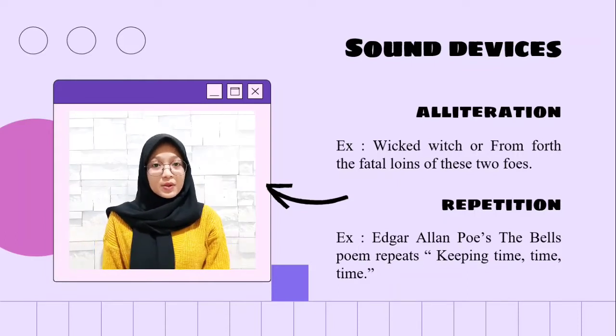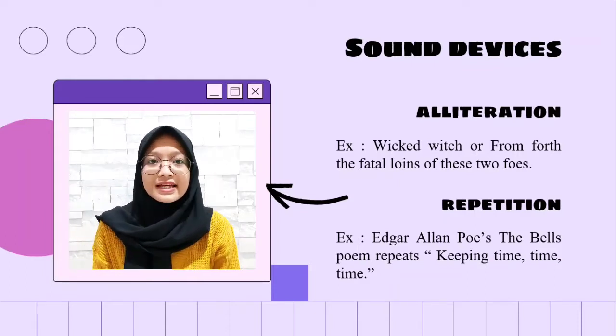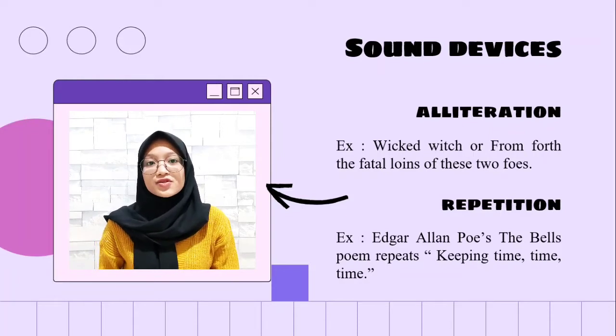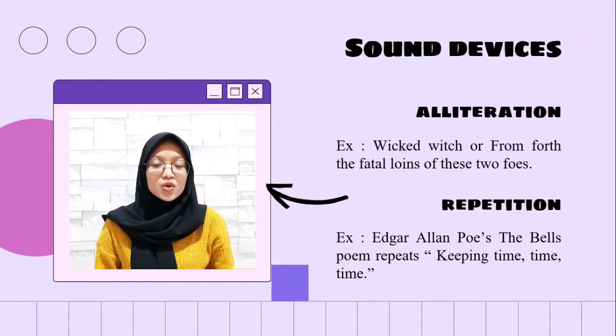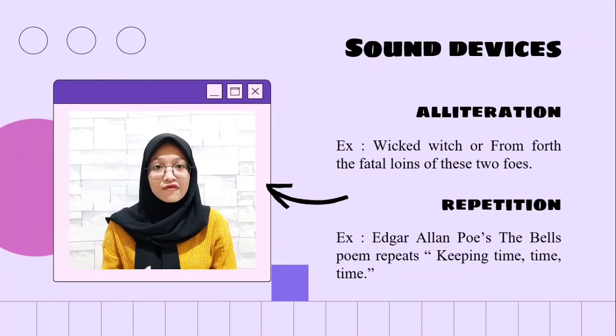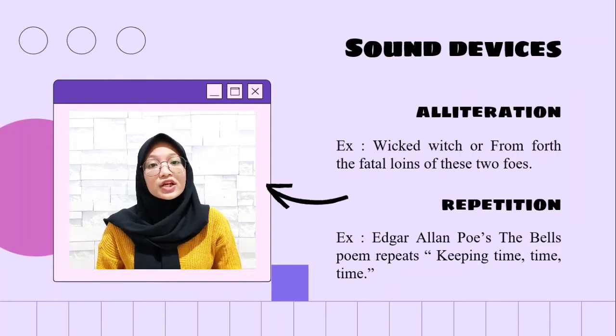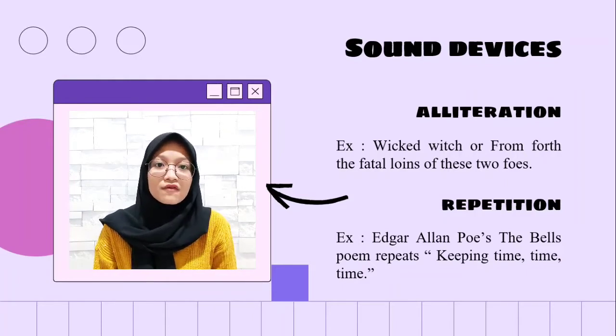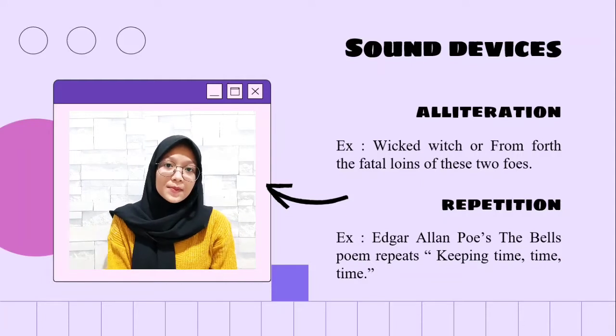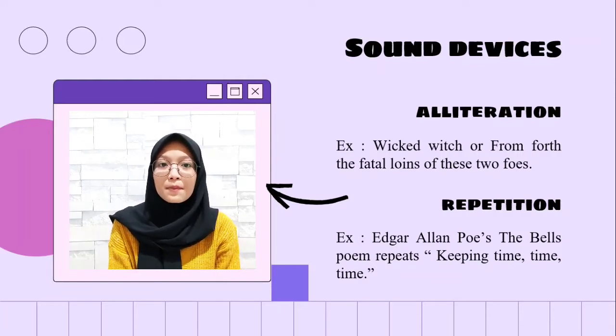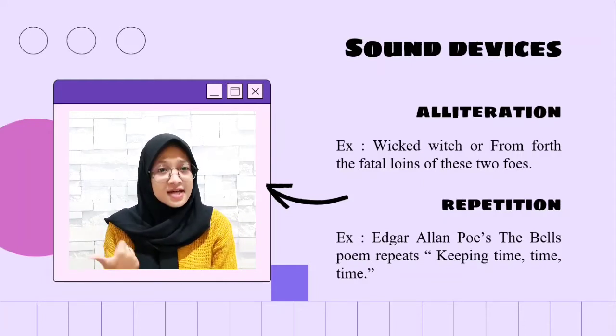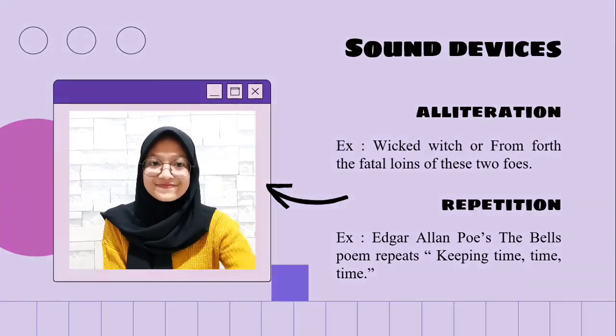The second is repetition. Repetition is when a word or phrase is written multiple times, usually for the purpose of emphasis. It is often used in poetry for the purpose of rhythm as well. For example, Edgar Allan Poe's poem The Bells repeats "keeping time, time, time."